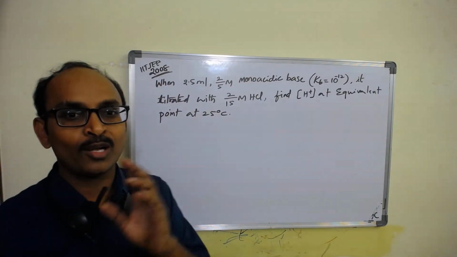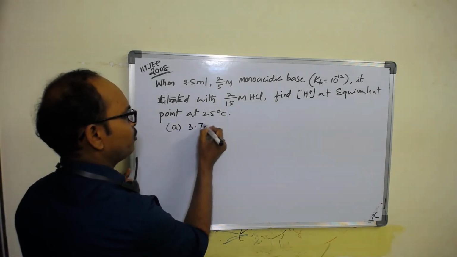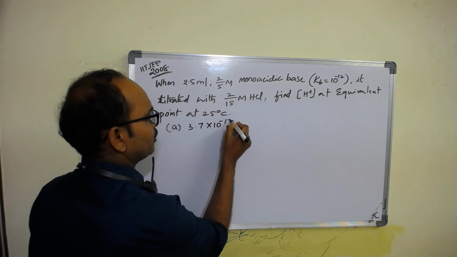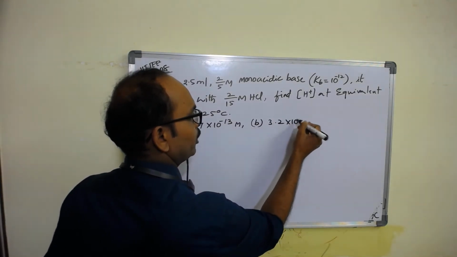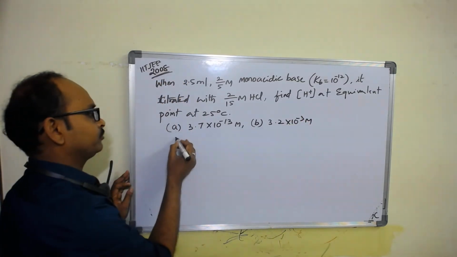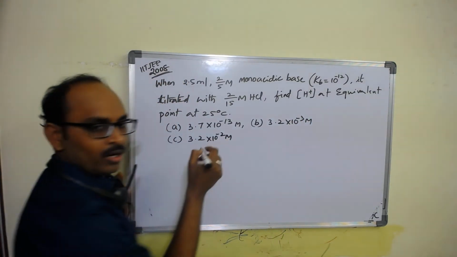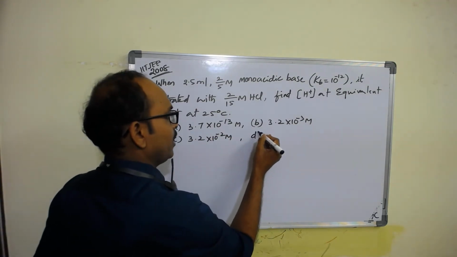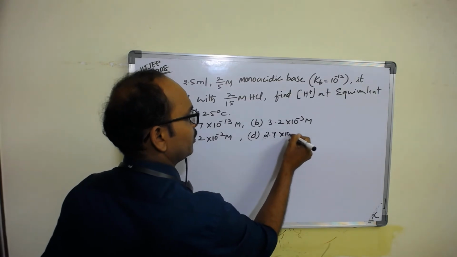I'll give the options also for this. It looks nicer with the options. The options are 3.7 into 10 power minus 13 molar, 3.2 into 10 power minus 3 molar, 3.2 into 10 power minus 2 molar, and 2.7 into 10 power minus 2 molar.